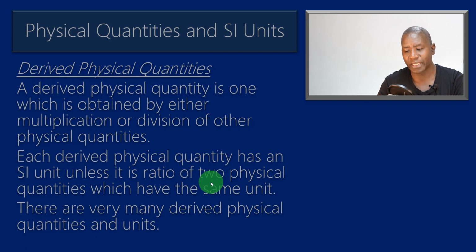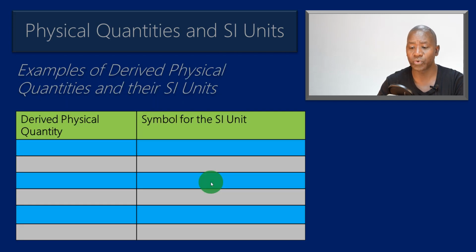Now, each derived physical quantity has an SI unit, unless it is a ratio of 2 physical quantities which have got the same unit. There are, of course, very many derived physical quantities. And physics consists of these derived physical quantities. There are very, very many. So here we are just going to look at a few examples.